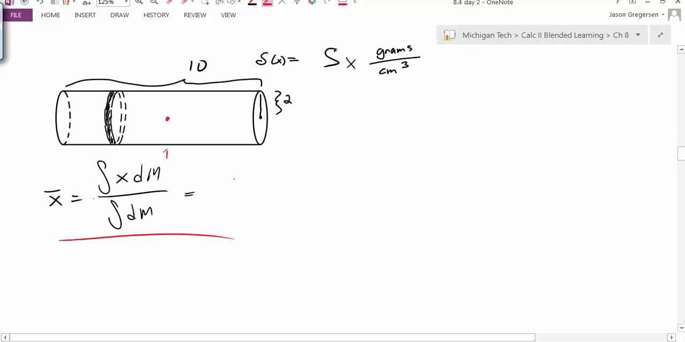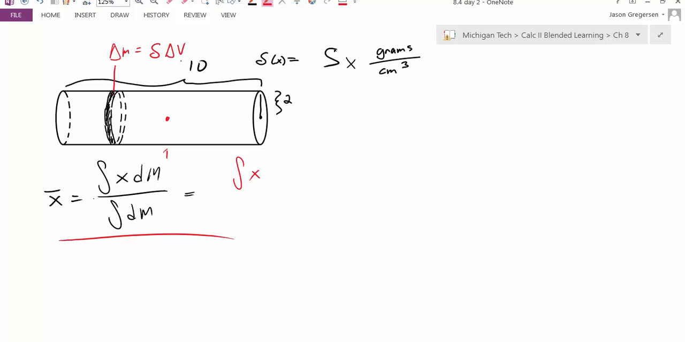I say, okay, so I have the integral of x times dm. Well, if I cut a little slice here, then the mass in that slice is just going to be the density times the volume of the slice. And this is just like all those other problems I've worked before. It's the same thing. It's just like finding the total mass. In fact, the denominator really is just the total mass.